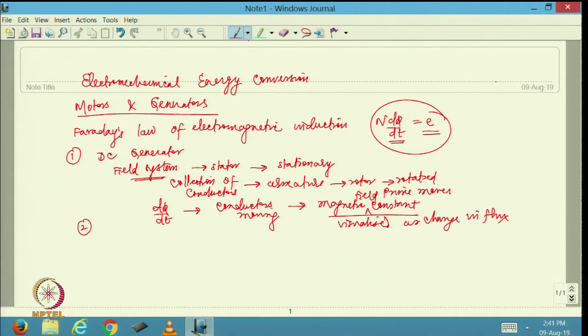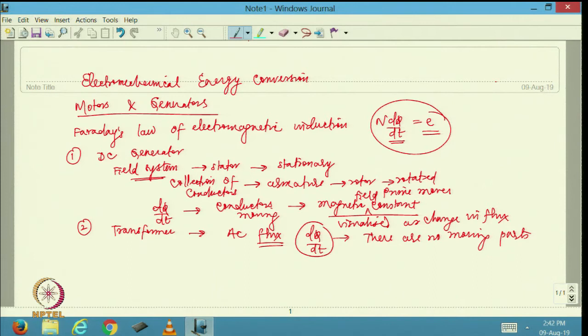We can have a different thing like a transformer, for example, where we are going to actually create an alternating flux. Because it is an alternating flux, we will have definitely a d phi by dt created, although there are no moving parts at all. The entire d phi by dt is created essentially by the alternating flux. So, this is also inducing an EMF, but this is inducing an EMF in the secondary, and that is also essentially due to the electromagnetic induction.